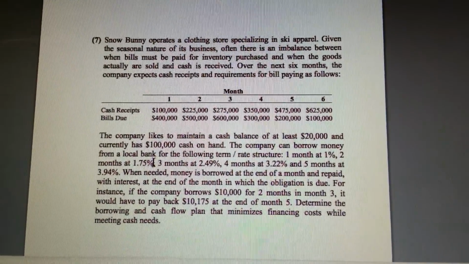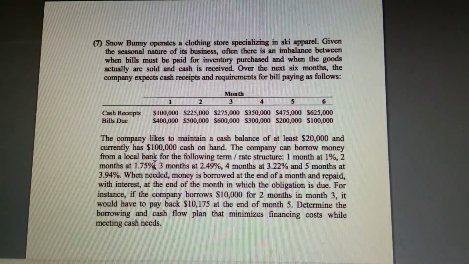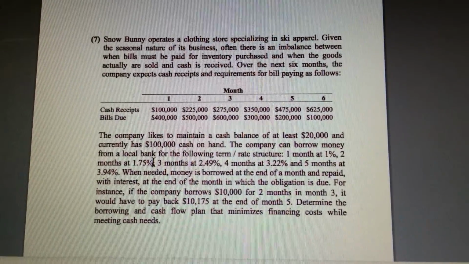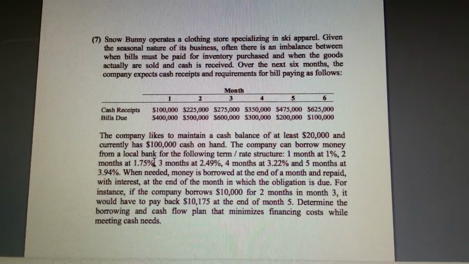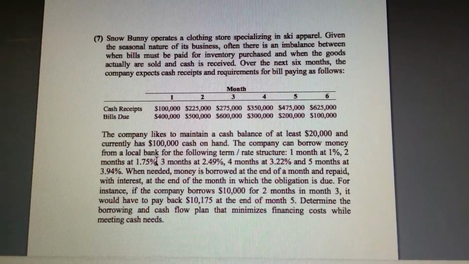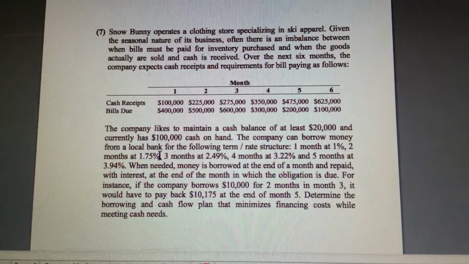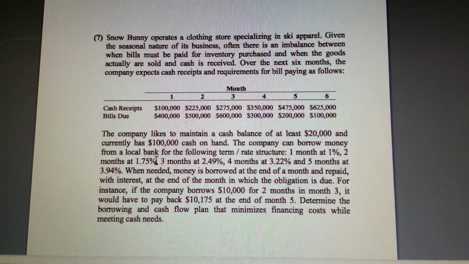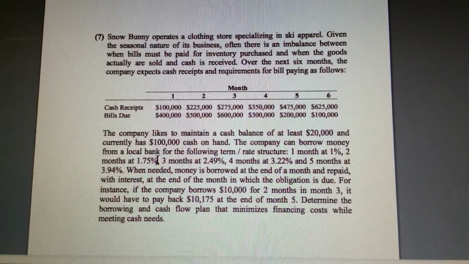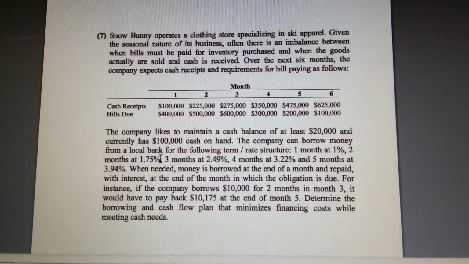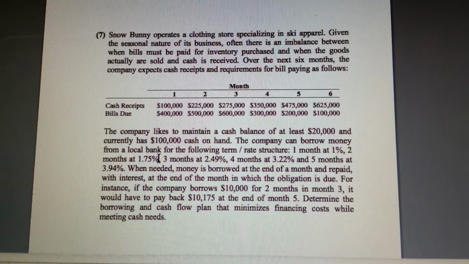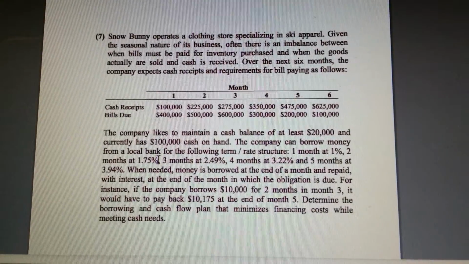The company likes to maintain a cash balance of at least $20,000 and currently has $100,000 cash on hand. The other thing is that the company can borrow money from a local bank at the following term per rate structure. So they can take a 1-month loan at 1%, a 2-month loan at 1.75%, 3-month loan at 2.49%, 4-month and 5-month, etc. When needed, money is borrowed at the end of the month and repaid with interest at the end of the month of which the obligation is due.